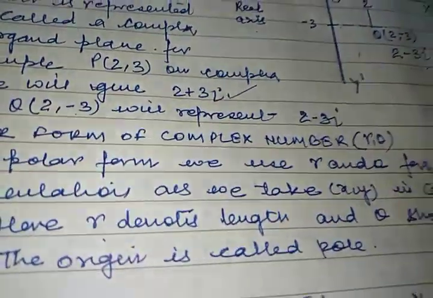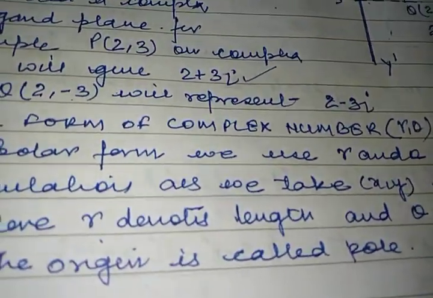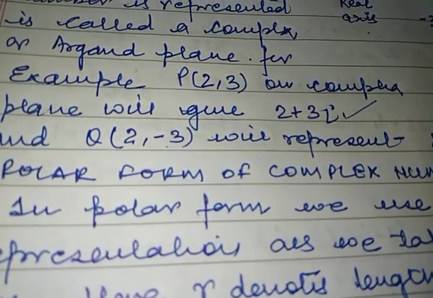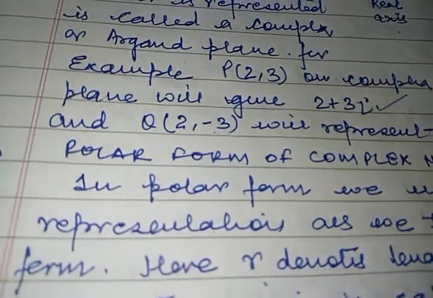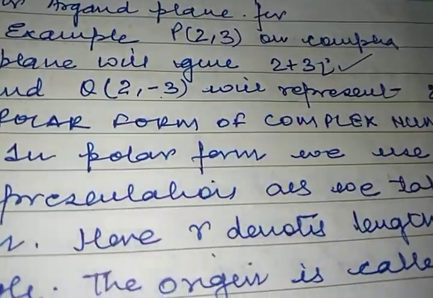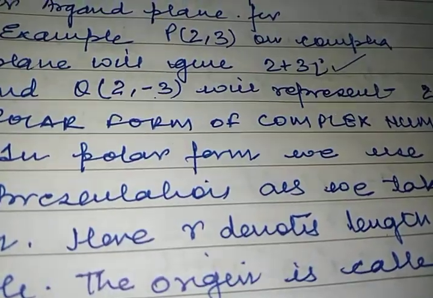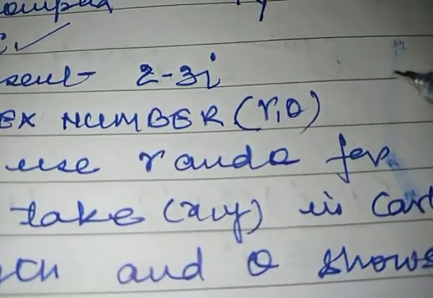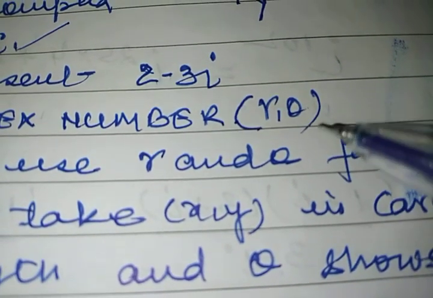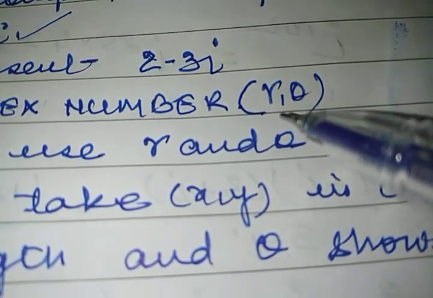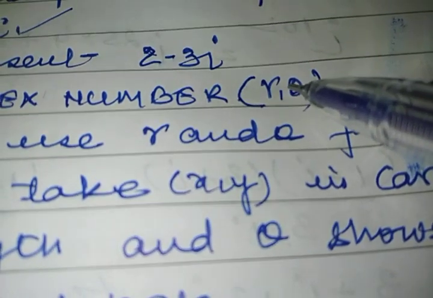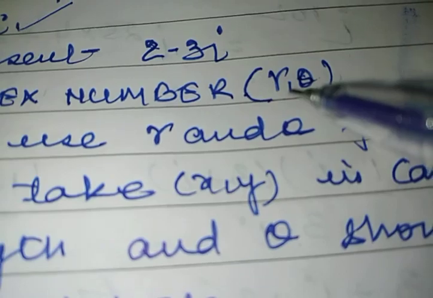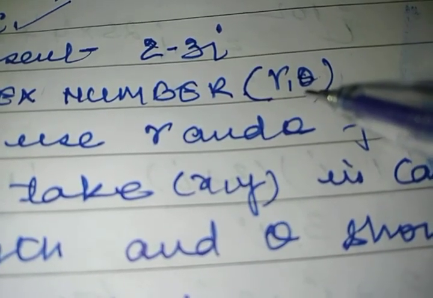The next thing is the polar form of a complex number. This is a new thing for you. Actually, we have many forms in ongoing mathematics, but here you need to use only the polar form for complex numbers. When we use the Cartesian plane, we use x and y. Now in the polar form we will use r and theta. r will measure the length and theta will measure the angle.